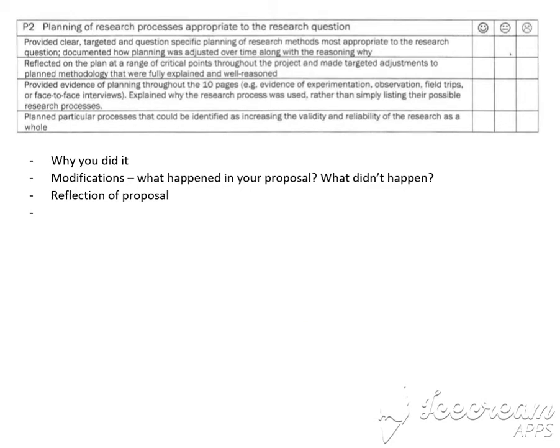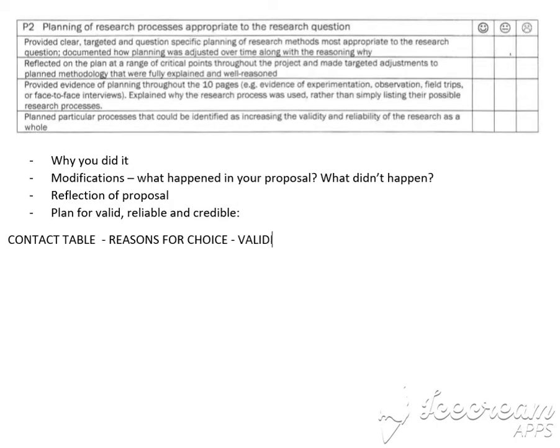Really importantly, we want to be seeing you plan for valid, reliable and credible resources. So if you've got, say, a contact table, in that contact table you could beef this up by having your reasons for choice, and you could select particular criteria like the validity or the credibility to talk about. It is really about the why in this criteria. We want to see at every point, why did you do it? Why was it useful? Why was it relevant?